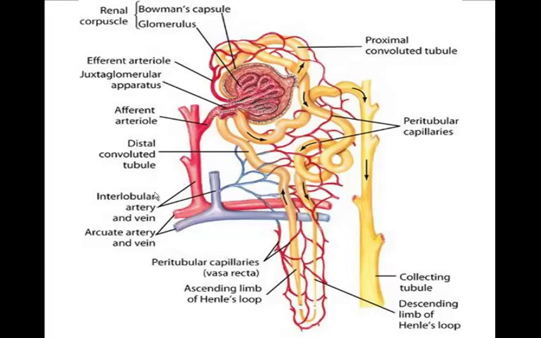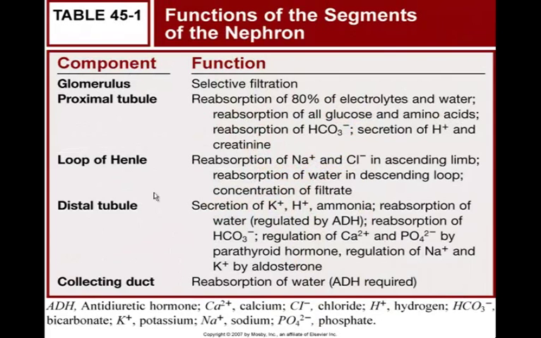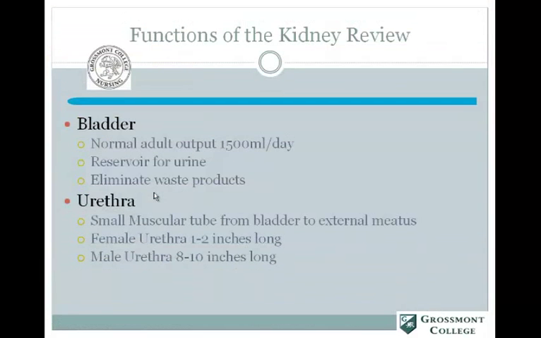And then the loop of Henle, that's the loop down there at the bottom, reabsorbs sodium and chloride in the ascending limb, and reabsorption of water in the descending loop. Concentration of filtrates. And then the distal tubule secretes potassium, hydrogen, ammonia, and reabsorbs water. And then the collecting duct is where the resorption of water takes place, most of it. Okay, so that's talking about that.